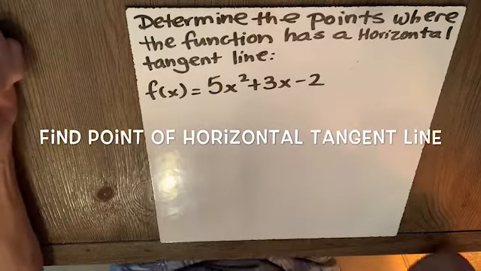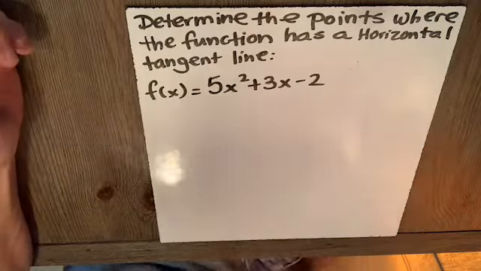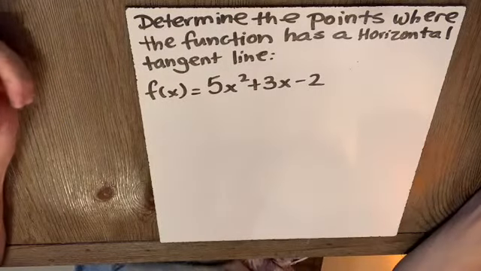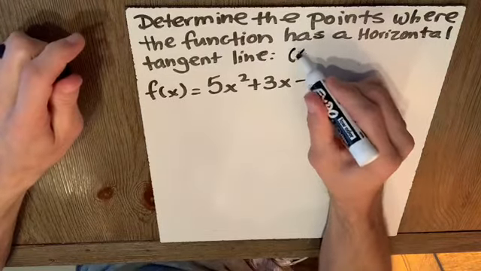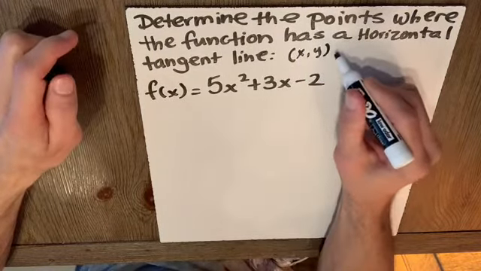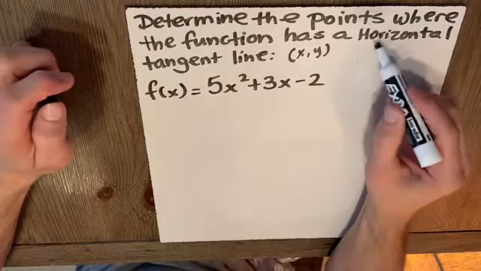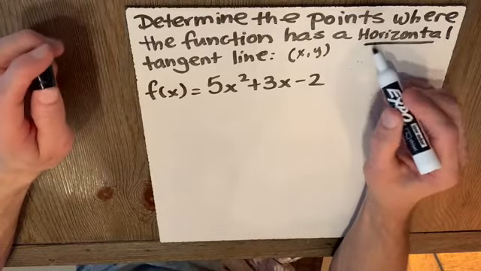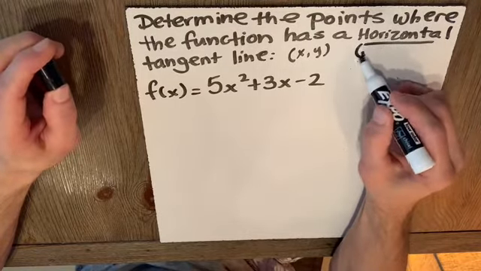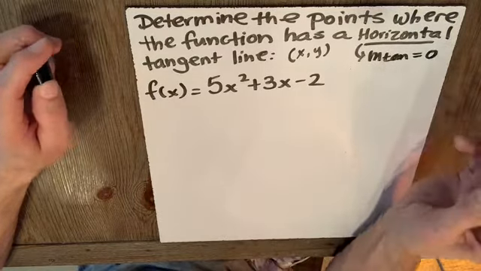Whoa, now we're getting to a harder problem. It says determine the points where the function has a horizontal tangent line. So we're looking for the answer to be some xy point or multiple xy points where we have a horizontal tangent line. Well, we're looking for m tan. Well, horizontal tangent lines have m tangent equal to zero. Now, when does that happen?